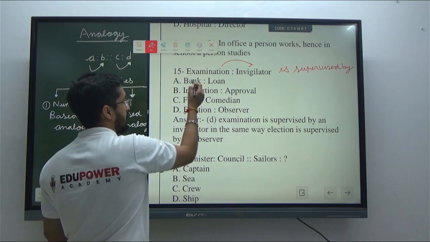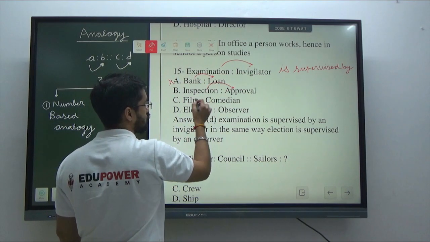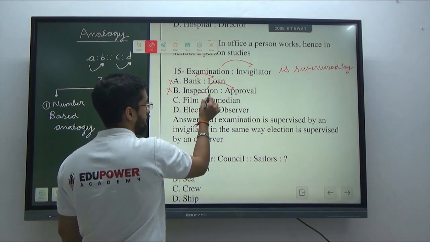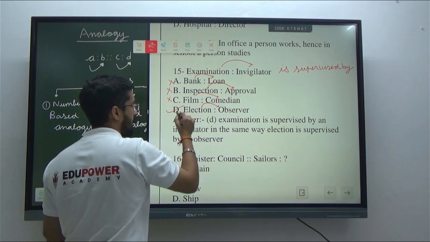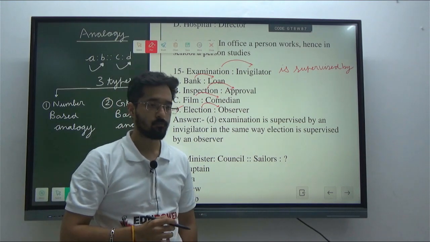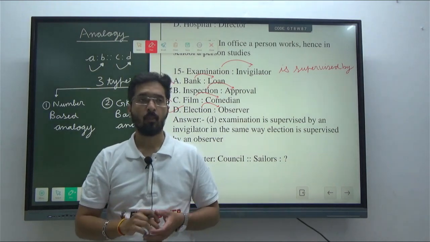Likewise, can we say bank is supervised by loan? Incorrect. Inspection is supervised by approval? Incorrect. Film is supervised by comedian? Incorrect. But yes, we can say that election is supervised by observer, right. Election is supervised by observer. Okay.